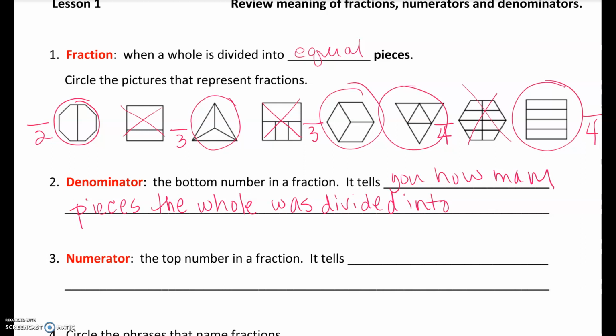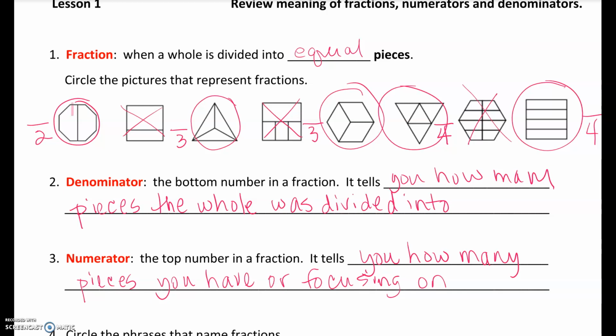The numerator tells you how many pieces you have or that you're focusing on. Okay, so if I highlighted one side of this one, it would be 1 out of 2 pieces that I'm focusing on. This next one, if I highlighted 2 pieces, then my numerator would be 2. I'm focusing on those 2 highlighted pieces. So your numerator is how many pieces you have or you're focusing on.